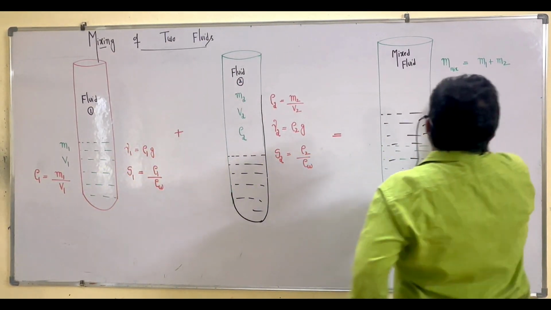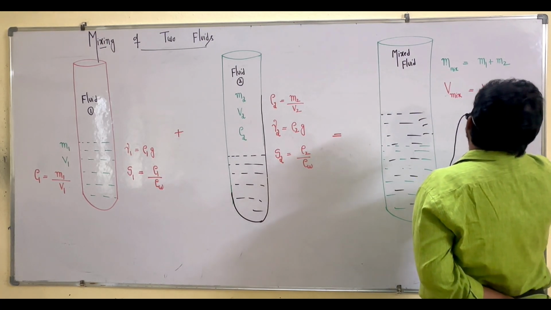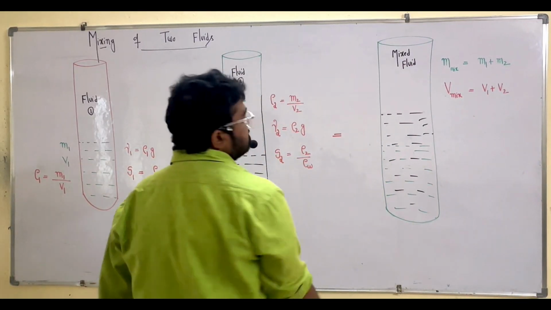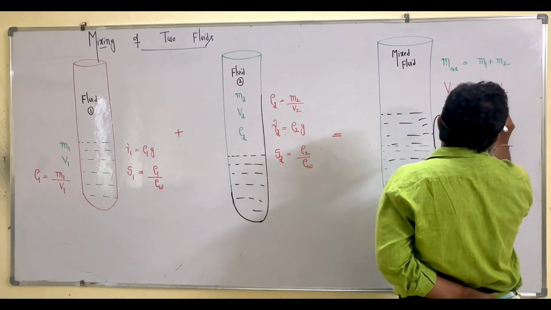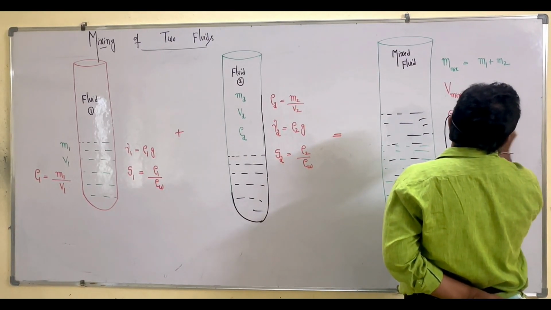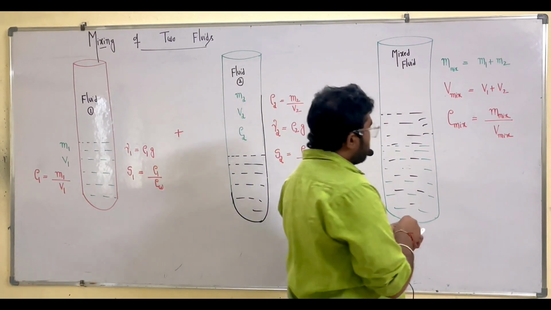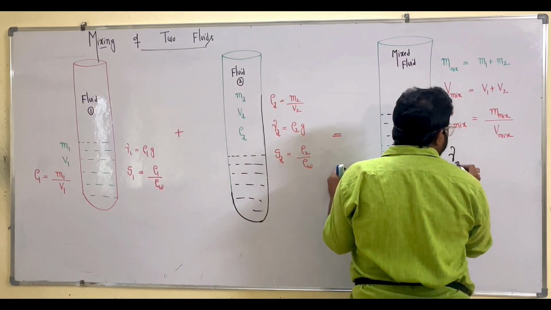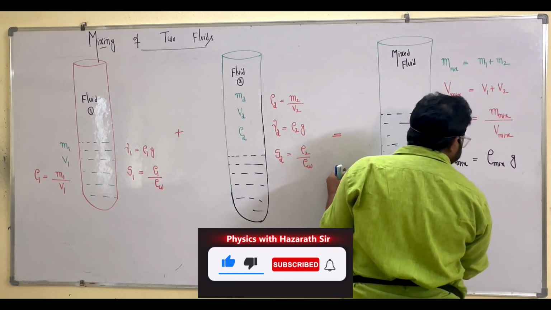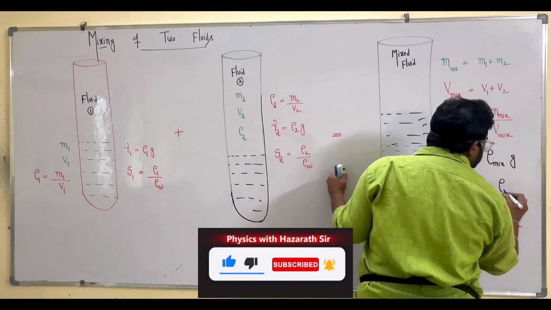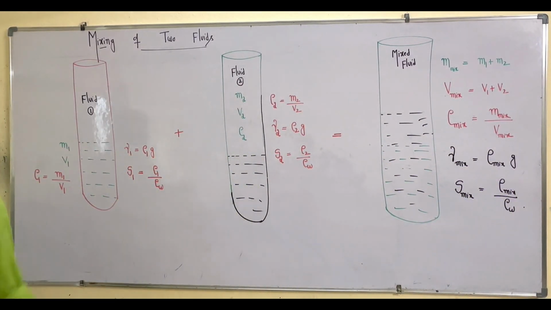What is the V mix? V1 plus V2. What is the rho mix? M mix by V mix. Clear? What is the gamma of the mixture? Gamma of the mixed fluid is rho mix into g. S mix equal to how much? Rho mix by density of the water.